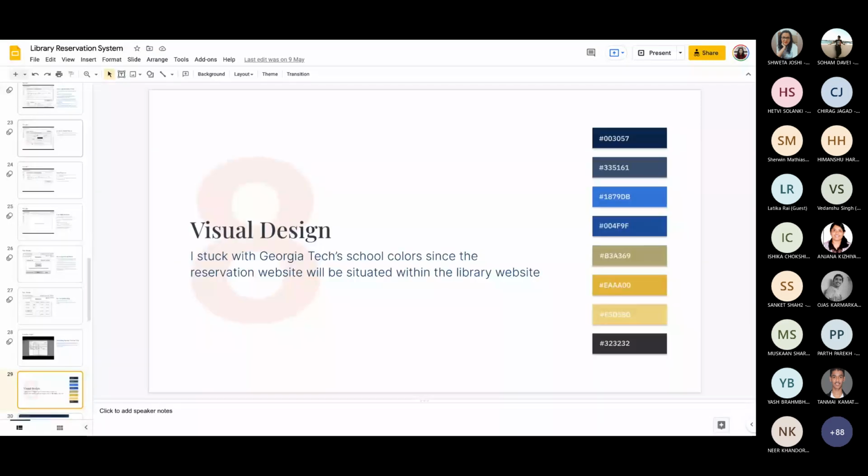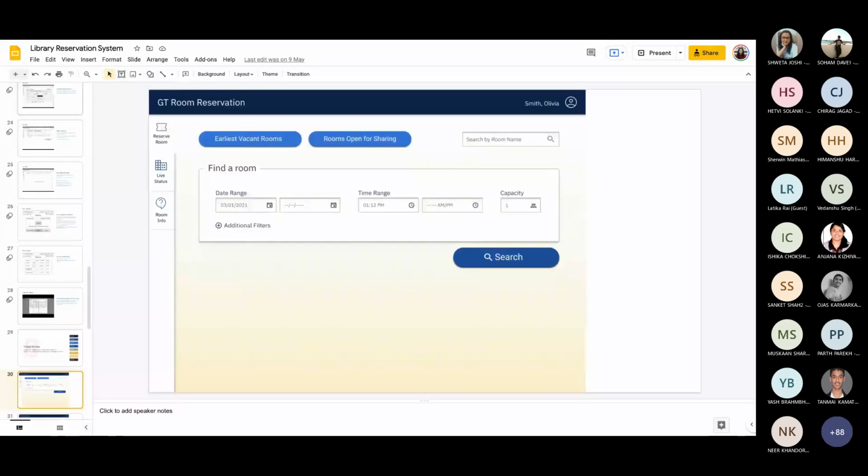So this is something a UI designer might do. Now they're filling in the colors. Now they're making it look a lot more polished and like what the actual thing would look like.